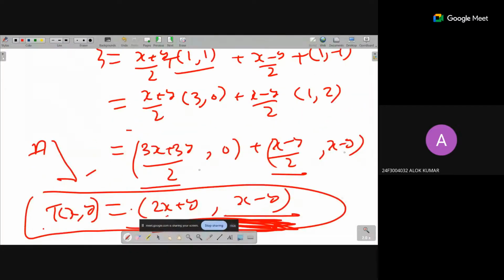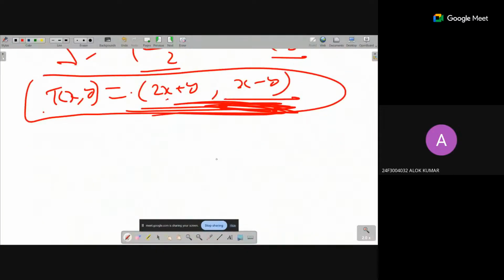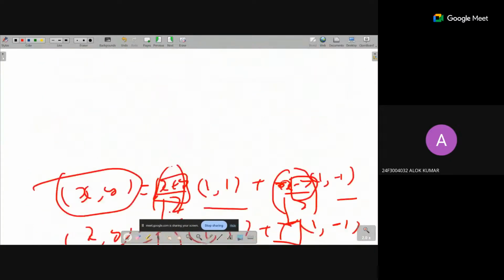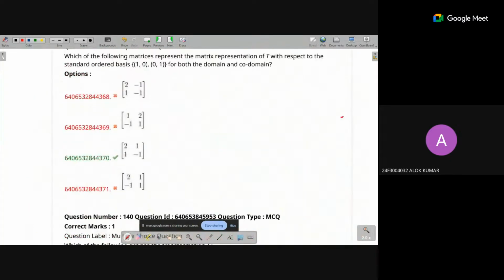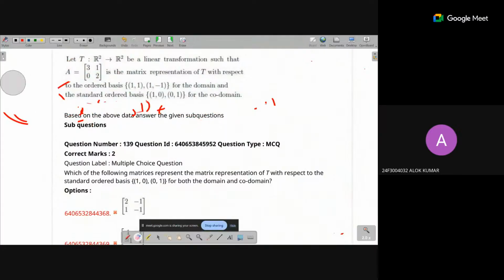Any doubt? You will get this question. No, understood. So now the transformation is 2x plus y, x minus y. The matrix can be different. I said that the matrix for an ordered basis is different. Like for this ordered basis, the matrix is this.